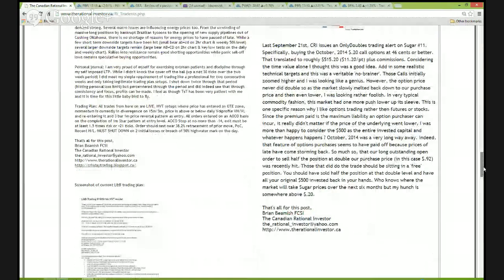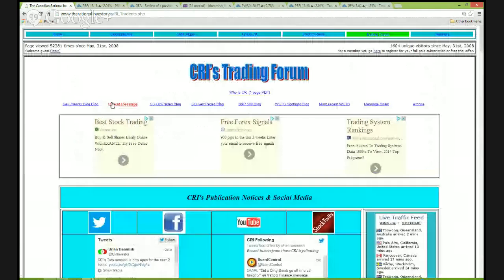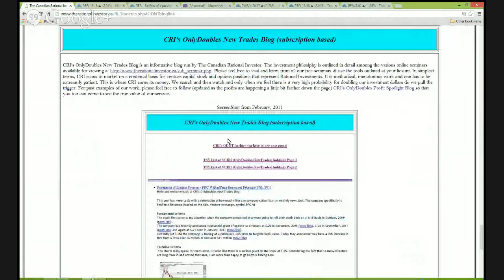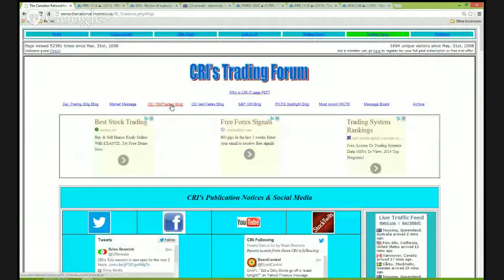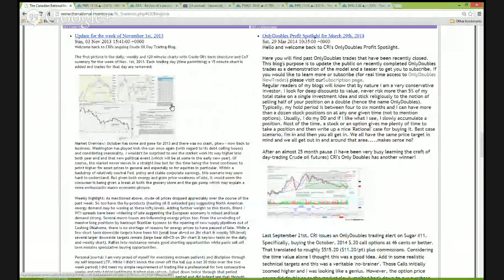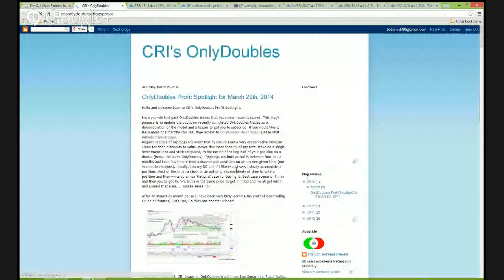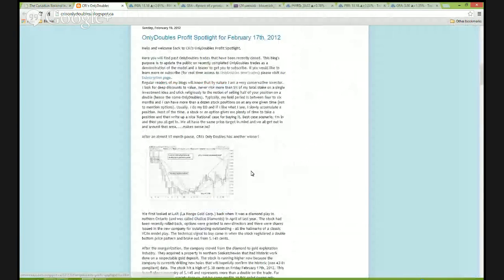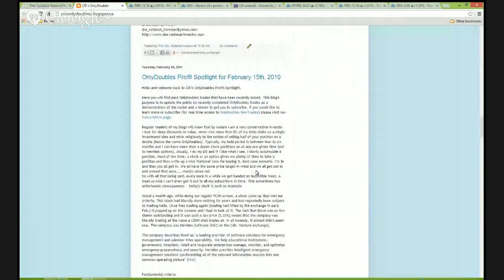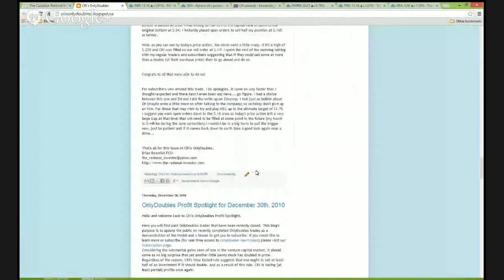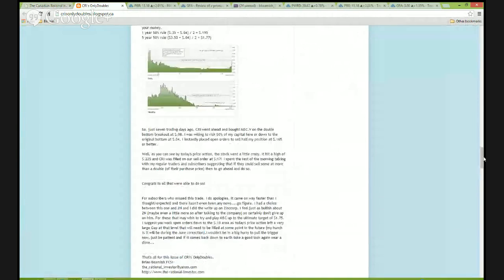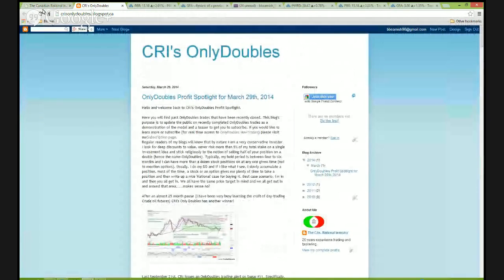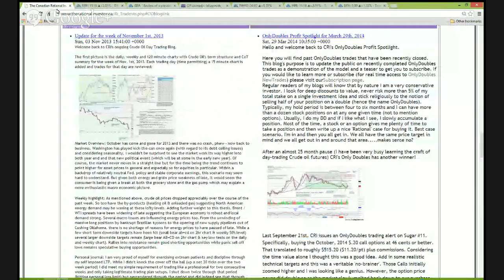You'll notice too here that for the Only Doubles trades, new trades you're going to have to subscribe to, but all old trades that have been closed out, I run a free blog off of these trades, and so you can go back and look over history to see how my Only Doubles trades worked. And so far we're batting 100% on them, so I'm very pleased with that. Having said that, I don't do a lot of posts for the Only Doubles trades.